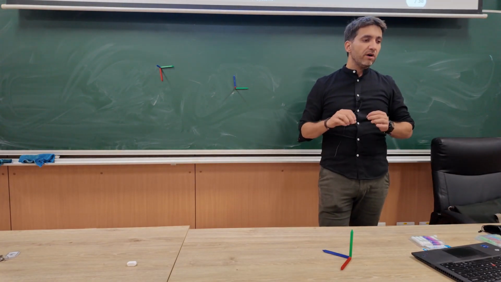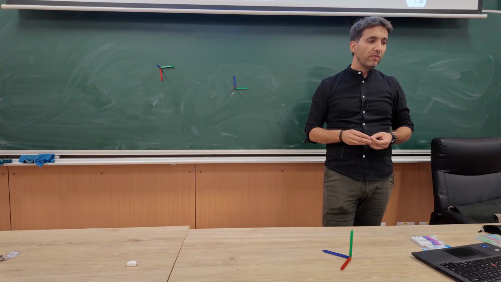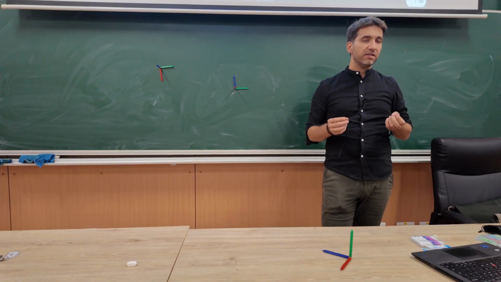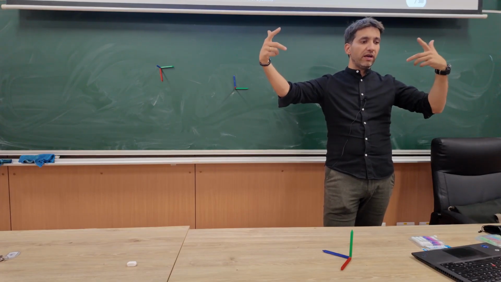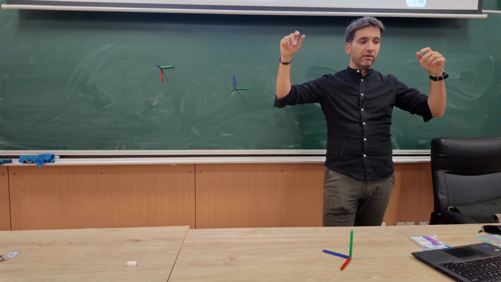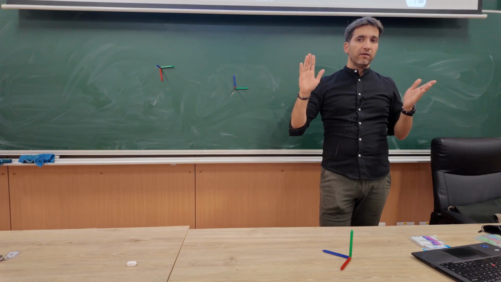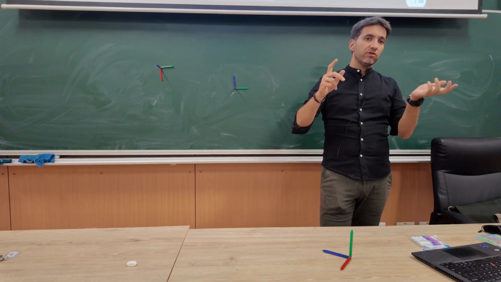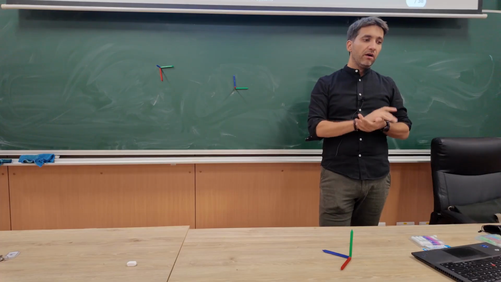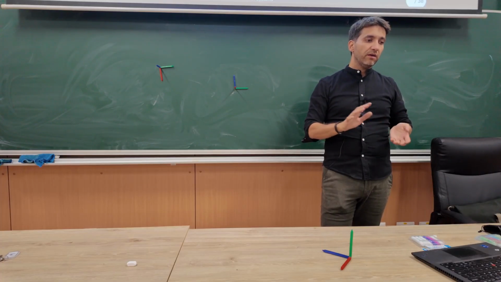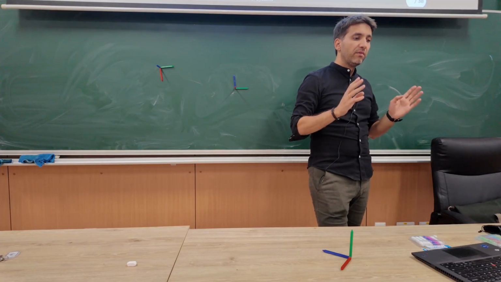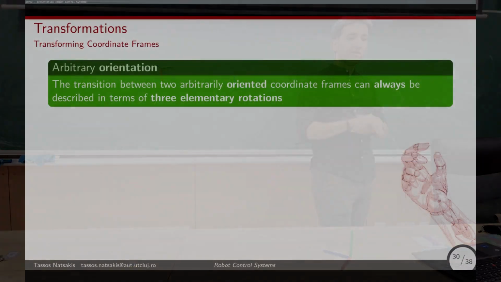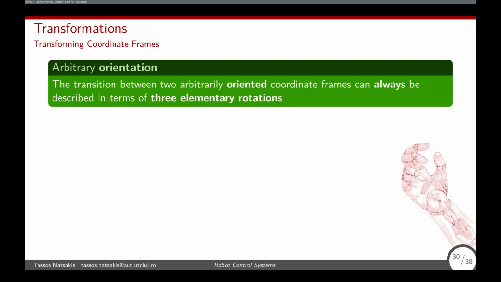Now, when talking just about orientations, we can show that this can be achieved. If we have two frames arbitrarily oriented relative to each other, we can calculate the transition from one frame to the other with up to 3 elementary rotations, right? So we can always find 3 elementary rotations. If we put them one after the other, we can go from one frame to the other, right?